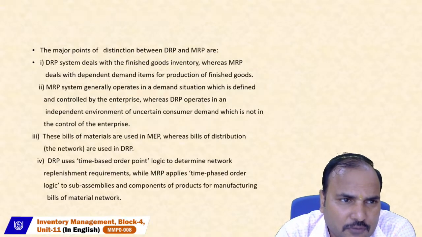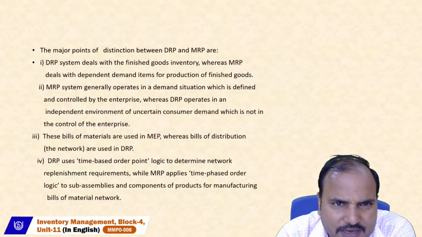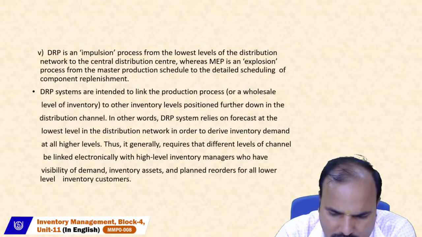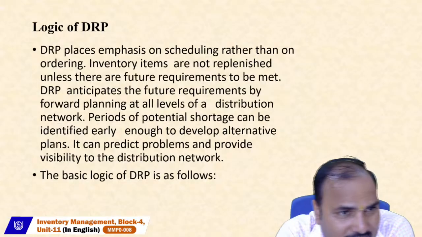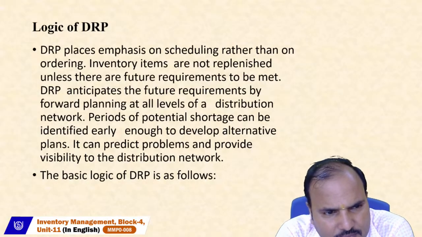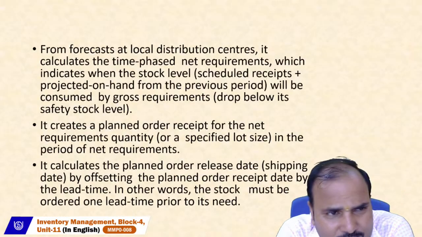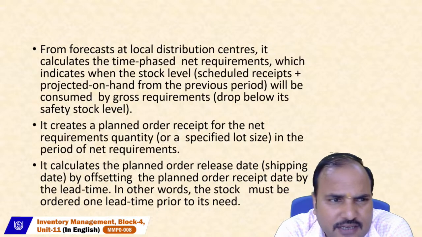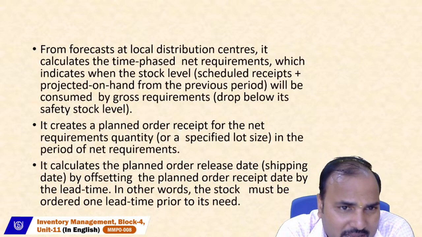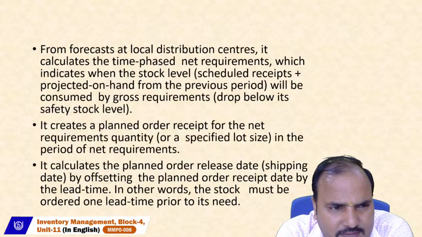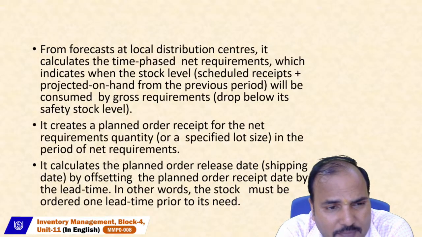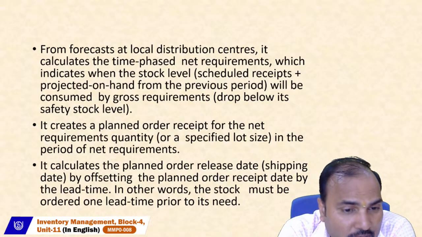And after that, we have discussed the major points of difference between DRP and MRP. And after that also, we have discussed the logic of DRP. And the basic logic for DRP is like there is a forecast at local distribution centers. It calculates the time-phased net requirements. It creates a planned order receipt for the net requirements quantity. It calculates the planned order release date.